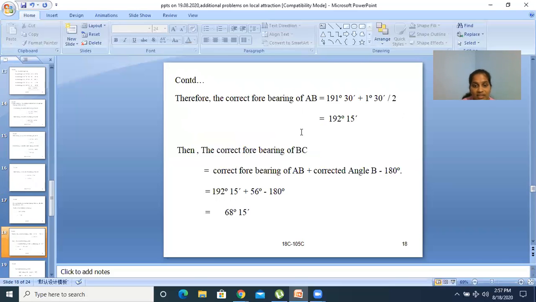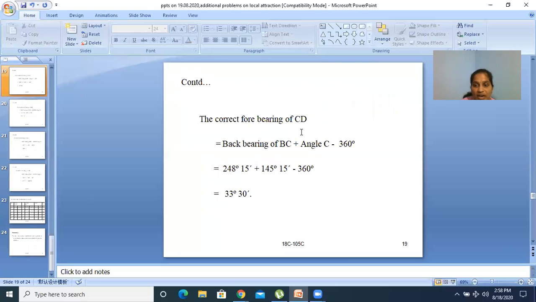And then the correct forebearing of BC line is equal to the correct forebearing of AB line plus the corrected angle. You can add or deduct this value from 180 degrees. So 192 degrees 15 minutes plus 56 degrees, where 56 degrees is the angle at B, minus 180 degrees. So this is 68 degrees 15 minutes. That is the correct forebearing of BC line.